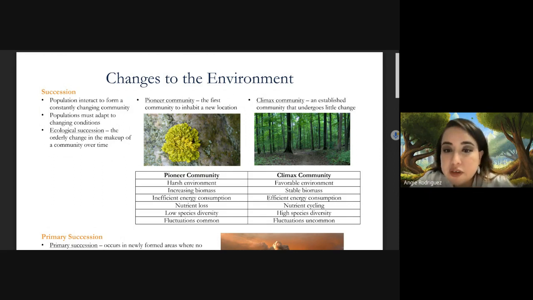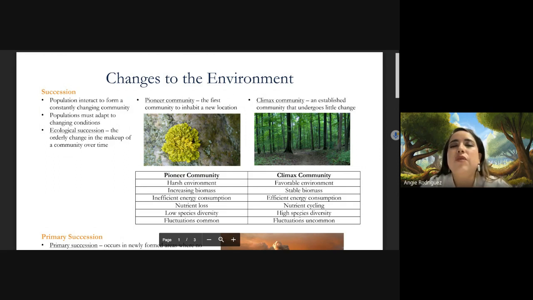There's going to be enough energy. We're going to have enough nutrient cycling that goes back again to your carbon and your nitrogen cycle. So they're going to be running smoothly now that we have our climax community that is stable. We're going to have a lot of species diversity, or what we called in the last video, biodiversity. So I'm going to have a lot of different types of living things in that community, and they're all going to be supporting one another.